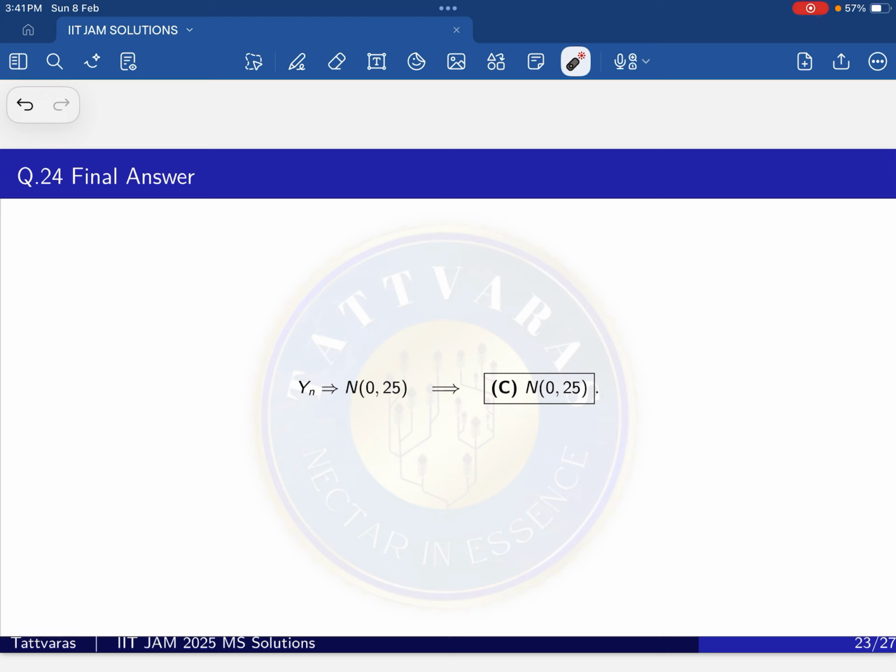So this question was again straightforward, and there are similar questions which were asked previously in the JAM paper. In all of them, basically you need to manipulate slightly and get the form where we can apply the results from large sample theory.